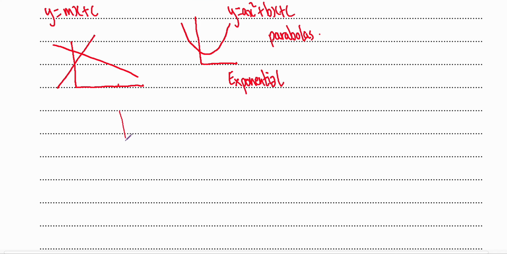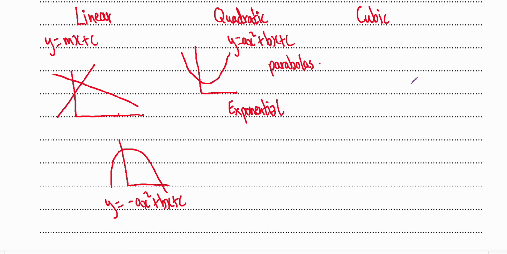So I'll do it right here. So this is y is equal to negative ax squared plus bx plus c. And it's gonna look like an upside down U. So these are also called parabolas. It's an upside down U. Well, with a being positive, it's like a regular U.